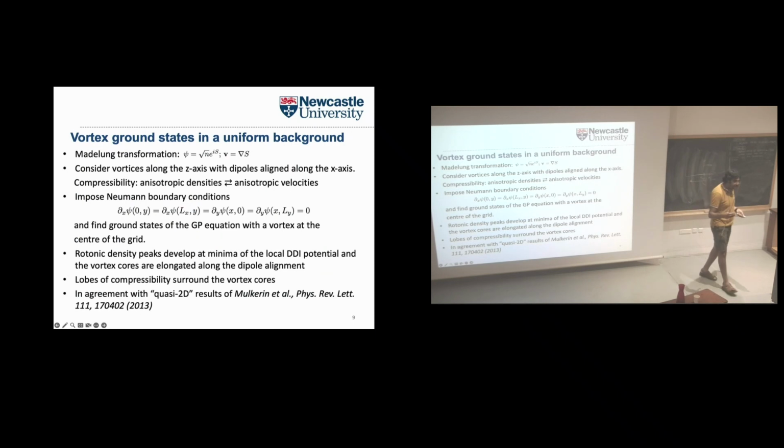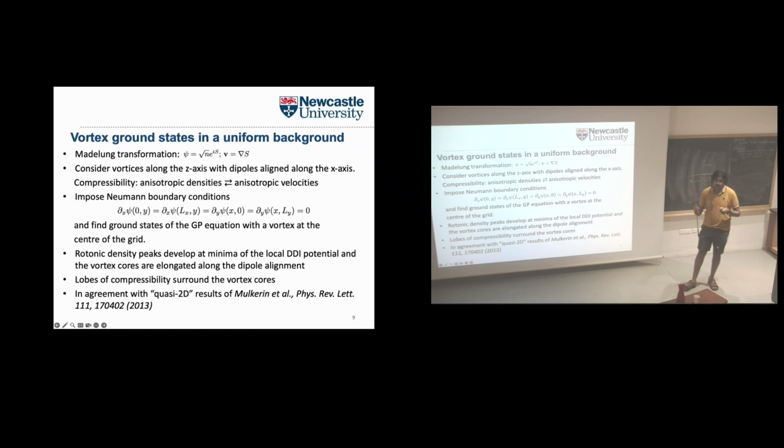Now, these two features of vortices in these harmonic systems made us think, why don't we get rid of the trap and just consider a uniform system and see if these features are due to the trapping or if they're an intrinsic effect of the dipolar interaction in the absence of trapping, in the absence of any other vortices. So we can do the Madelung transformation, and what we'll do is we'll consider vortices that are polarized along the z-axis, but with the magnetic dipoles polarized along the x-axis. And because the Gross-Pitaevskii equation features compressibility, what it means is that if you get an anisotropic density profile, you must also have an anisotropic velocity field and also an anisotropic phase field.